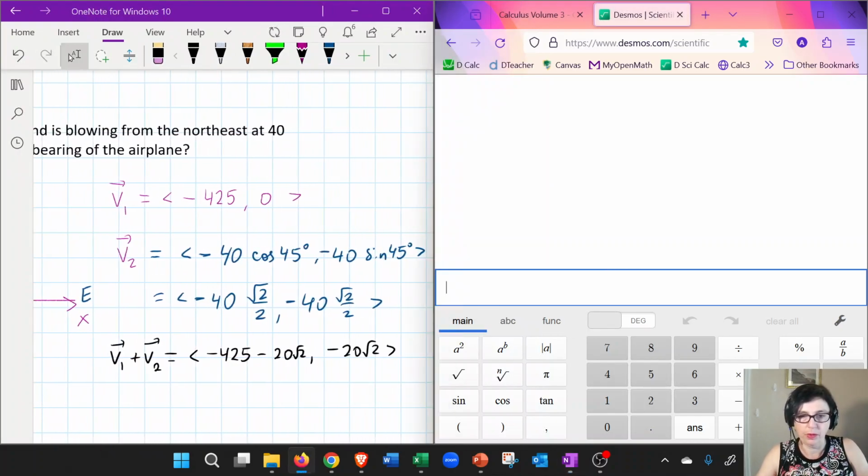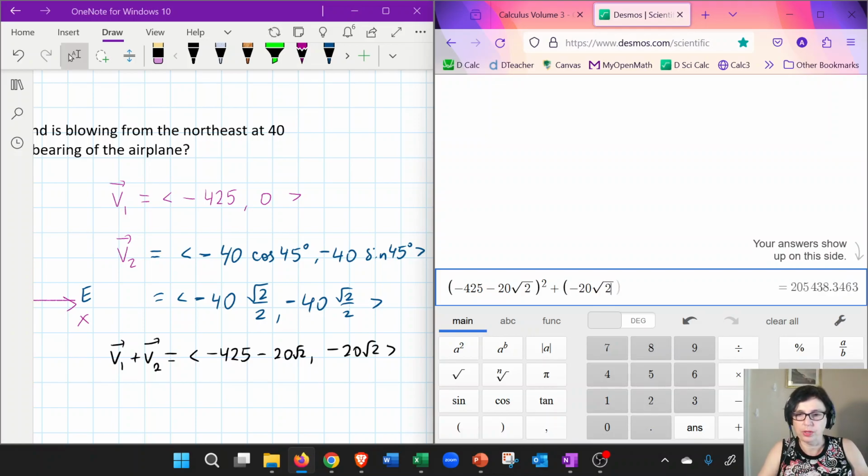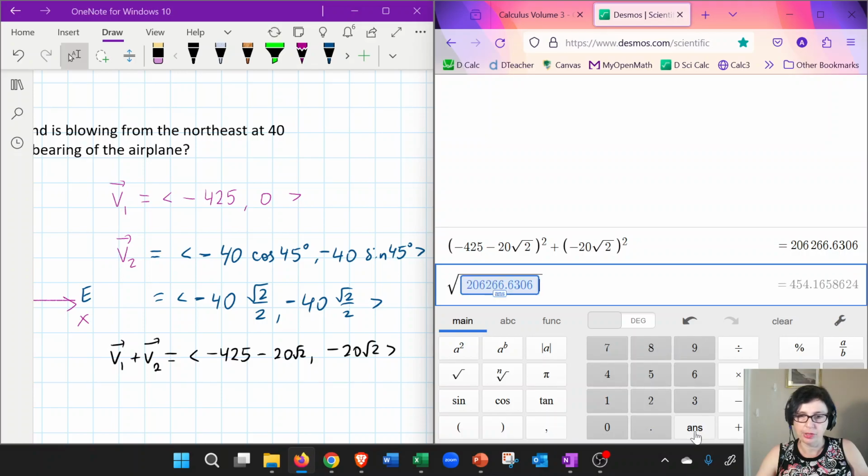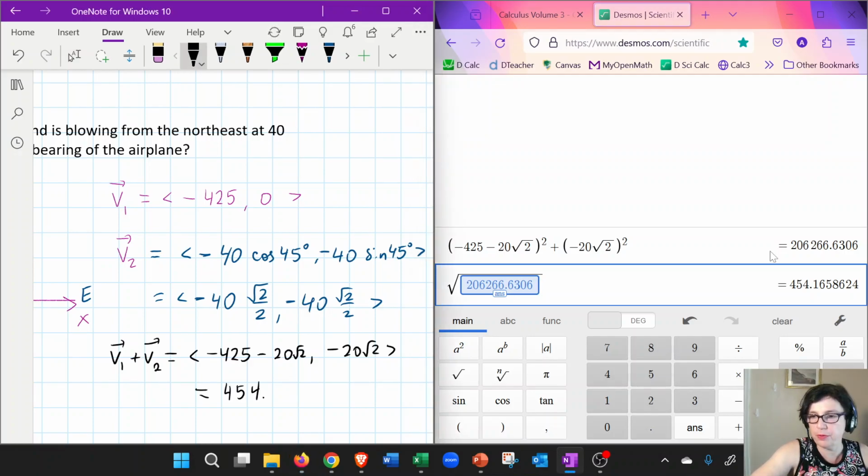I will use the Desmos scientific calculator to compute it. I find the magnitude: I square the first component, notice how I'm putting it in parentheses, and you can just drop the negative if you want. Then I need to take the square root of the whole thing. There is also a button here called answer, which automatically copies the previous answer. So it looks like this is going to be the ground speed, which is 454.17, something like that, miles per hour.